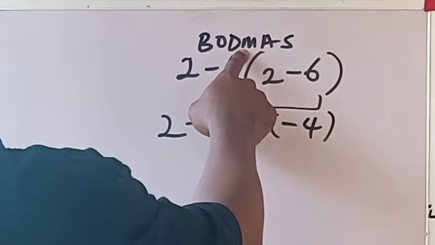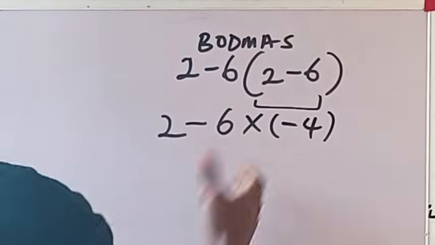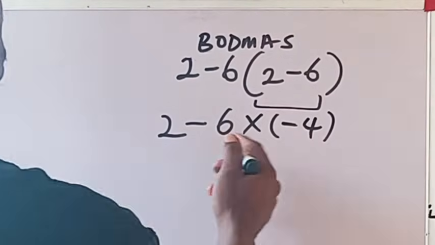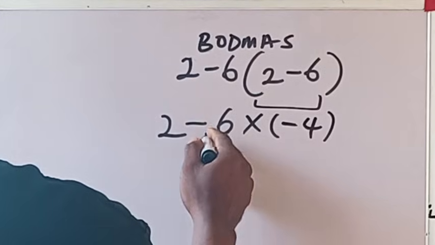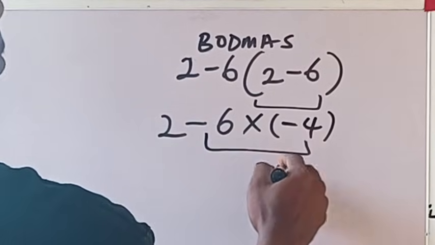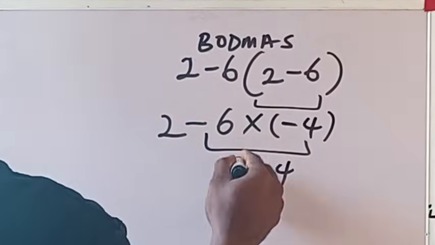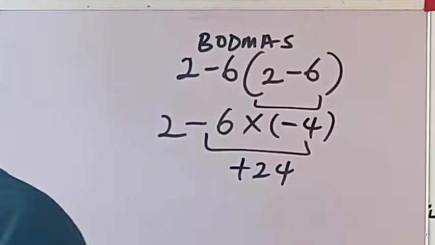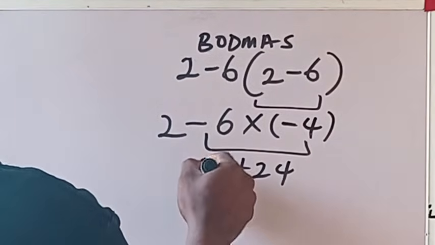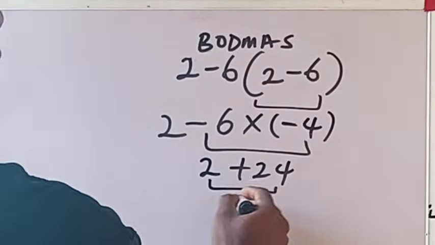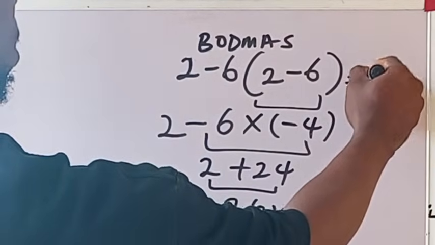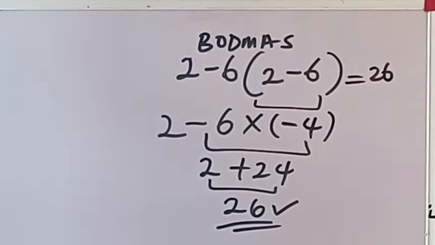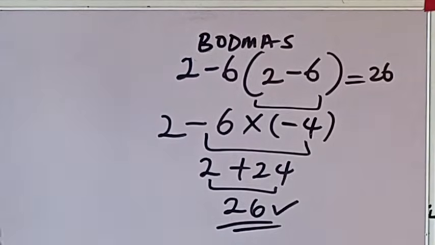Now we are doing multiplication first because there's no division in the question, right? So this minus this times this will give us 24. Minus times minus will be plus. 6 times 4 is 24. Then plus this 2, which equals 26. And this is the final answer. So our answer to the question is 26.